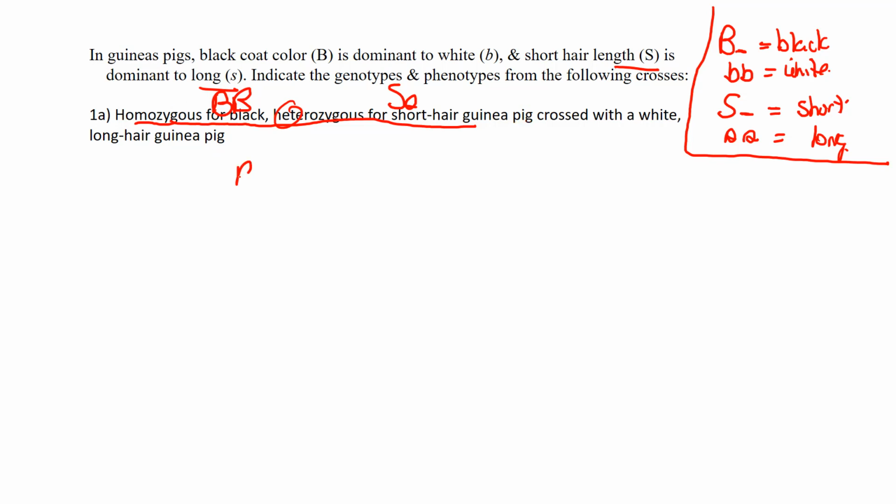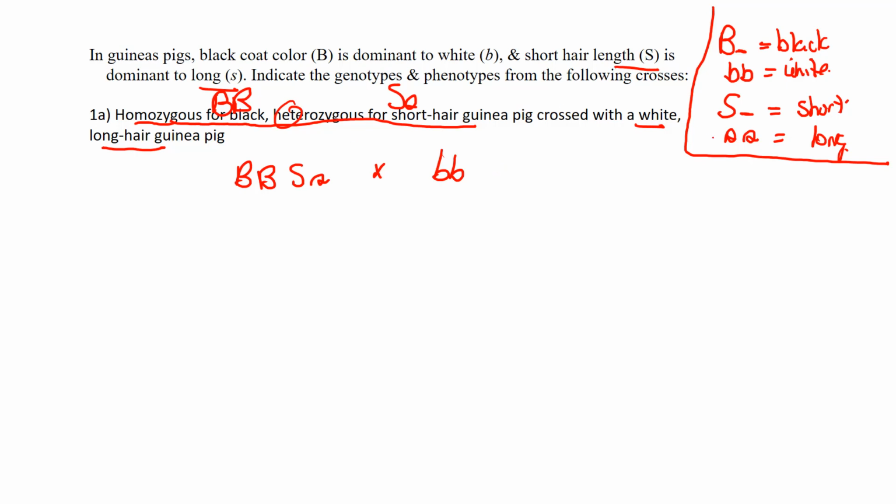So one of the parents, let's just put that below, capital B, capital B, capital S, little s, is crossed with our other one. Our other parent is white and long hair. Now there's no hetero or homo here, but you'll see why. When I look at my legend, white, I have to be little b, little b. They didn't need to say homozygous white because that's the only way that you can be white, is if both your alleles are identical little recessive b alleles.